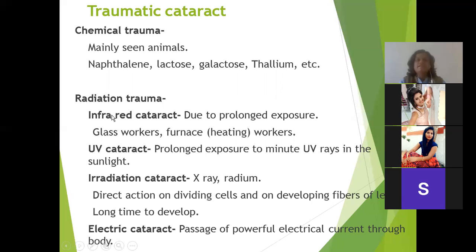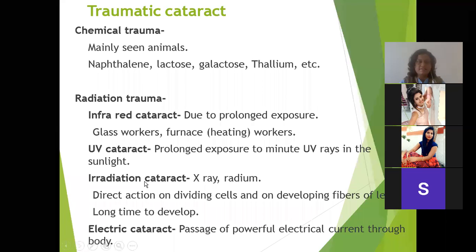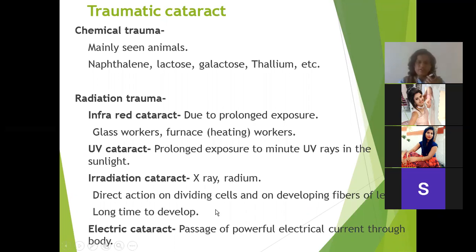And there is trauma due to radiations: infrared cataract due to prolonged exposure, seen in glass workers and furnace workers, that is heating workers; UV cataract, due to prolonged exposure to minute UV rays in sunlight; and irradiation cataract, due to X-rays and radium. There is a direct action on dividing cells and on developing fibers of the lens, with a long time to develop. And electric cataract is due to the passage of a powerful electric current through the body.